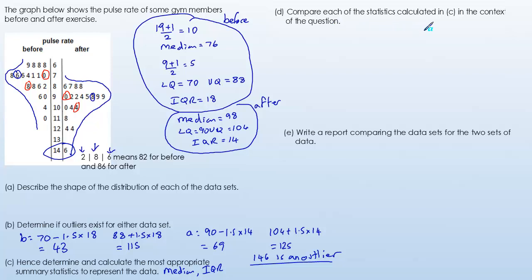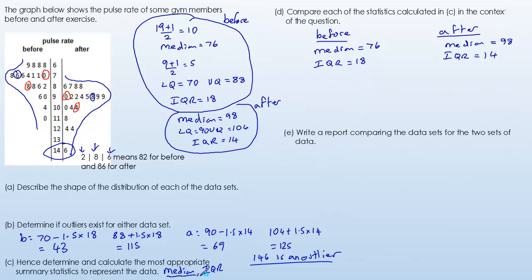Compare each of the statistics calculated in C in the context of the question. So we had before and we had after, and we know that the median here is 76 and the interquartile range was 18. After, we had a median of 98 and an interquartile range of 14. So we'd already calculated these statistics, obviously.